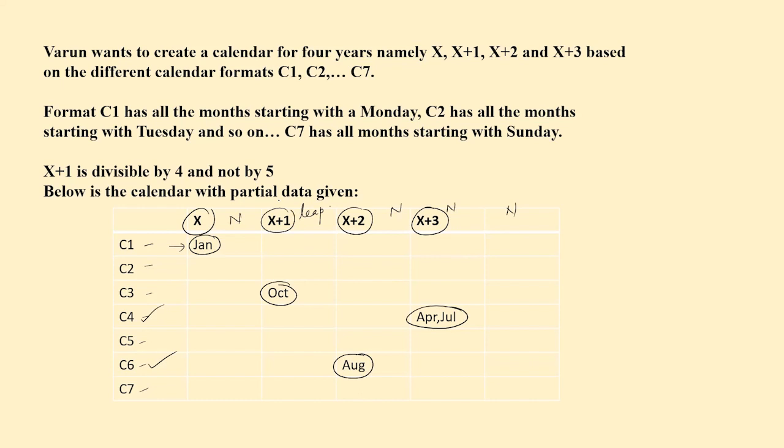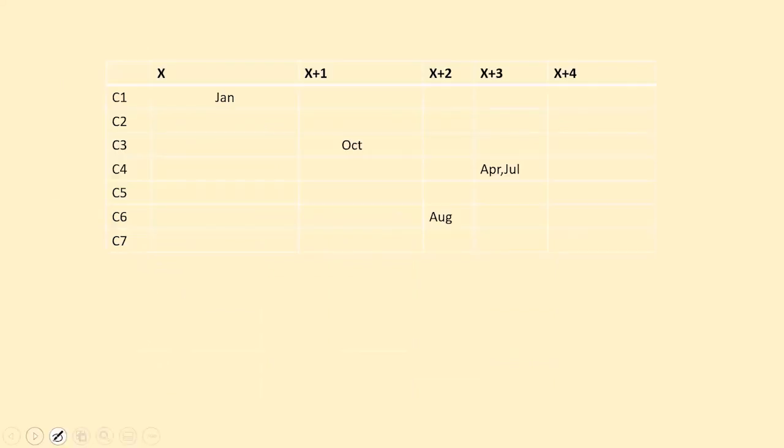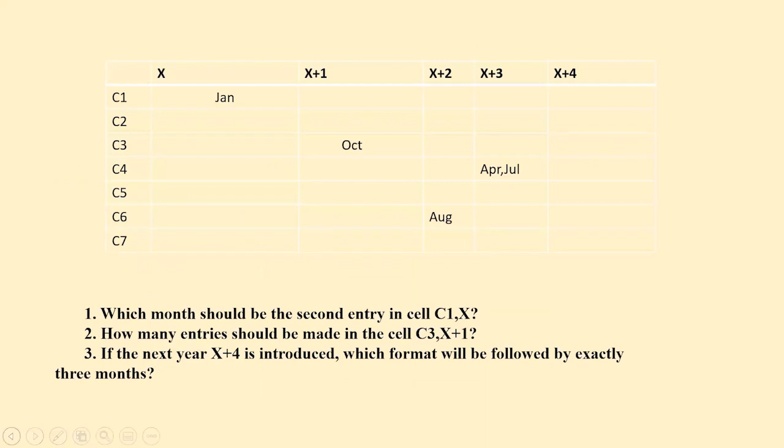So below is a calendar with the partial data given. Please just take a screenshot of this, my dear. I'm now going to the next question here. Here the questions are listed for you, and I'm going to give you a total of 4 minutes. Actually, question number 1 doesn't even require you to solve, because we have done it in one of the previous slides already. So if you remember, it's going to be a direct answer there. Which one should be the second entry in the cell C1 comma X? Apart from that, 2 and 3 should not take you more than 2 minutes. So maximum of 4 minutes for you. Go ahead with this particular question. 4 minutes from now on.